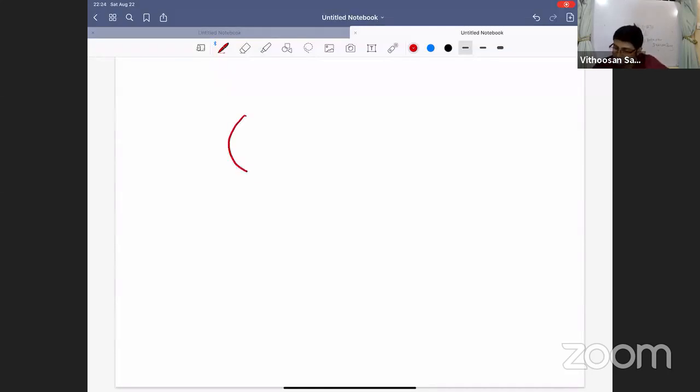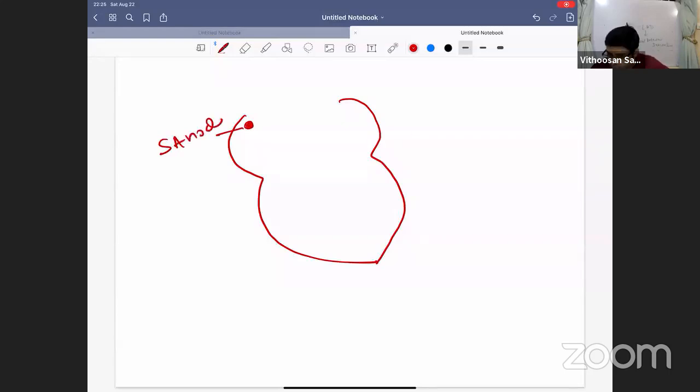You may remember, if you look at the electrical activity of the heart, there is something called the SA node. I will talk about this in cardiology, don't worry. This SA node is called the pacemaker of the heart.